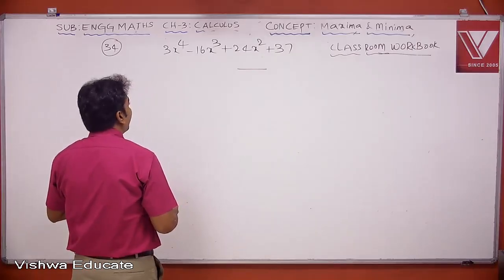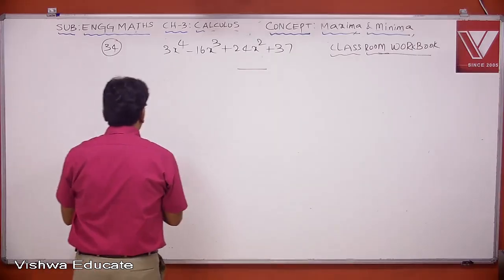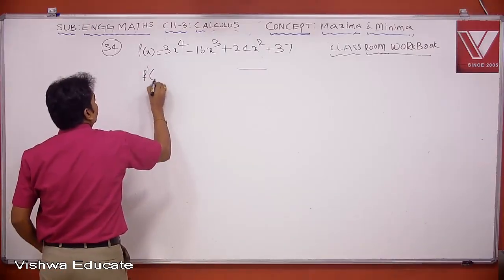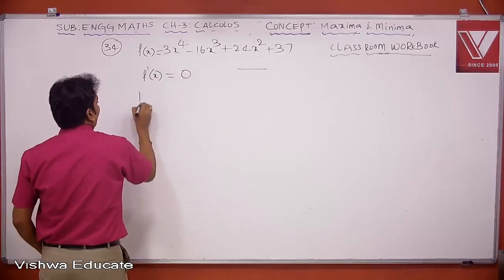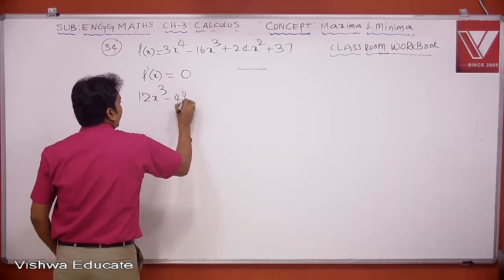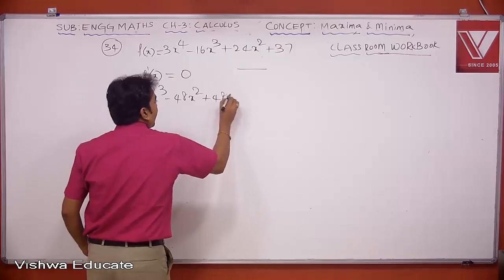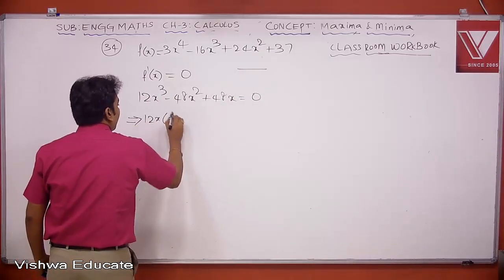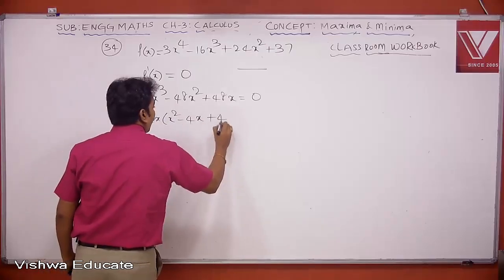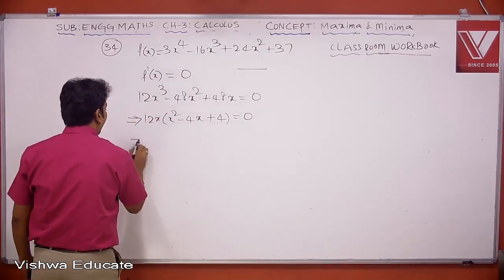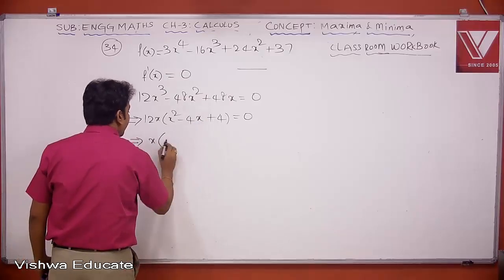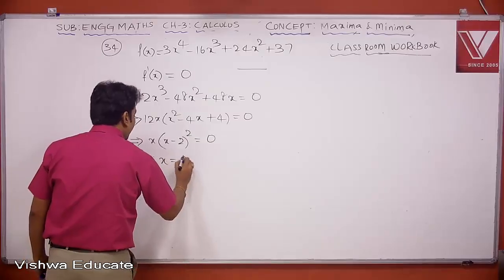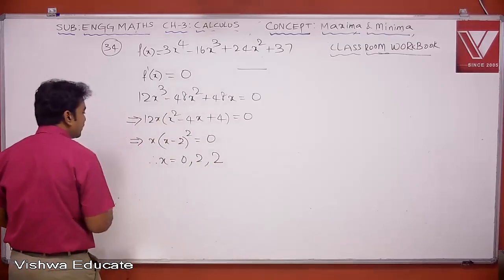Now let us find at first the stationary points of this function. Take the function equal to f of x. So stationary points means f dash of x equal to 0. So this is 12x cube minus 48x square plus 48x equal to 0. We can take 12x common: 12x into x square minus 4x plus 4 equal to 0. Now this implies x into x minus 2 whole square equal to 0. Therefore my stationary points are 0, 2, 2.